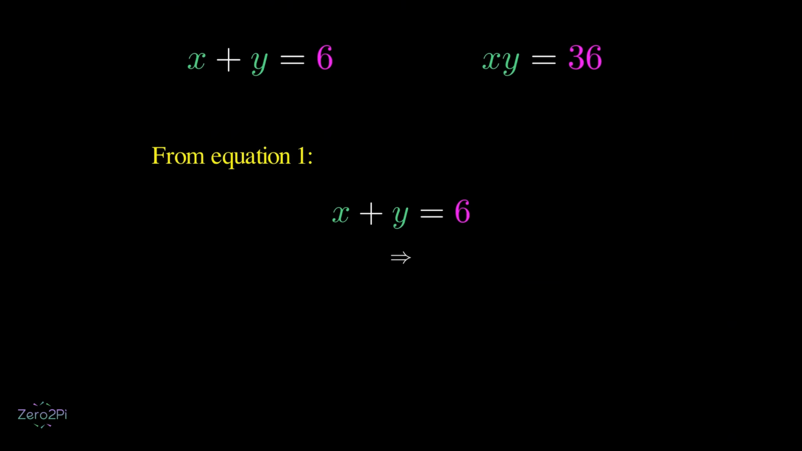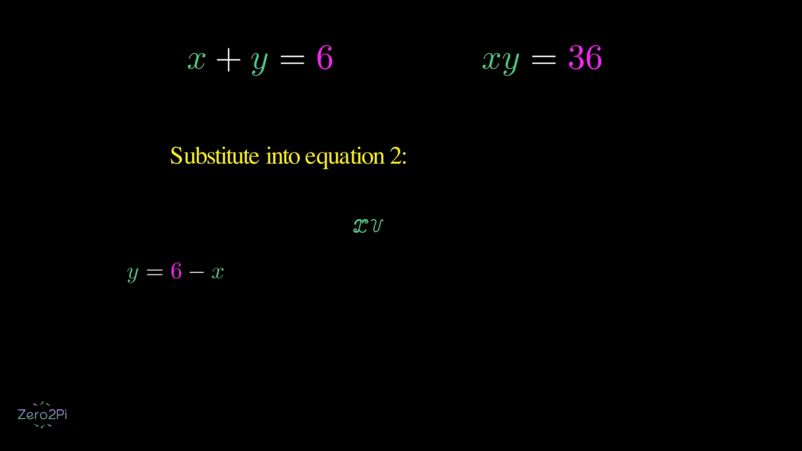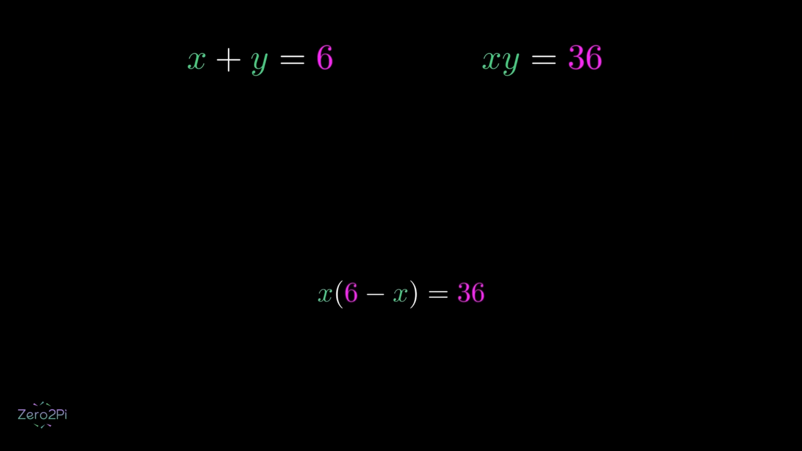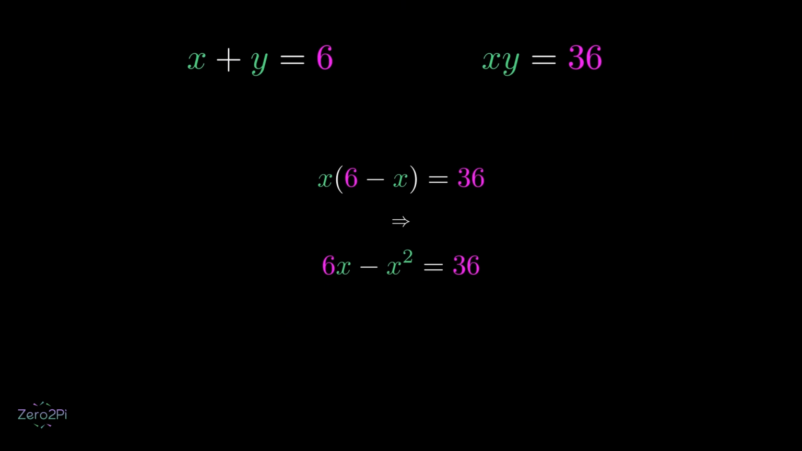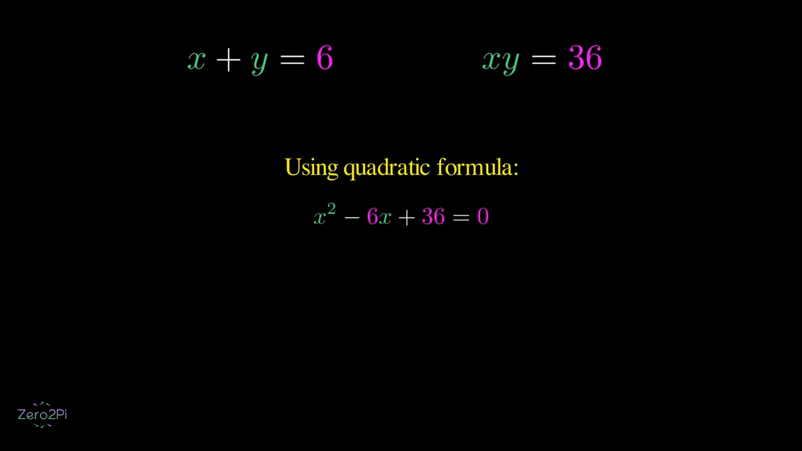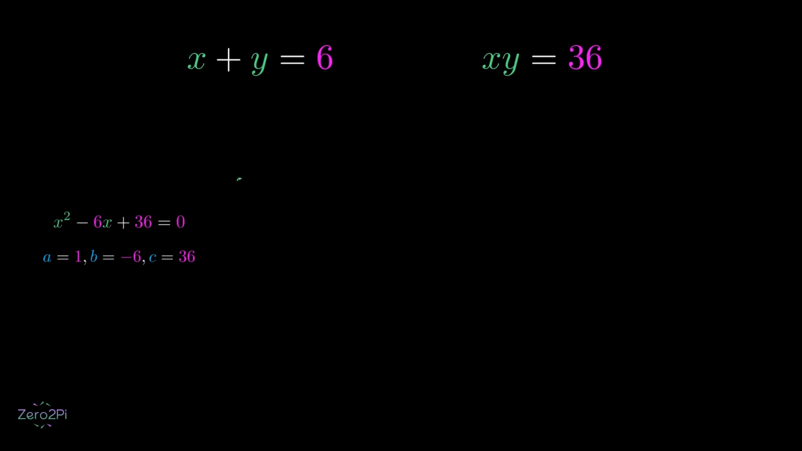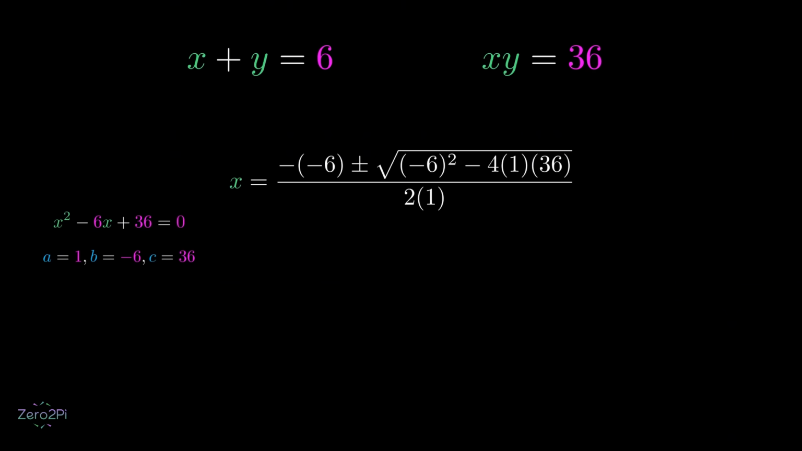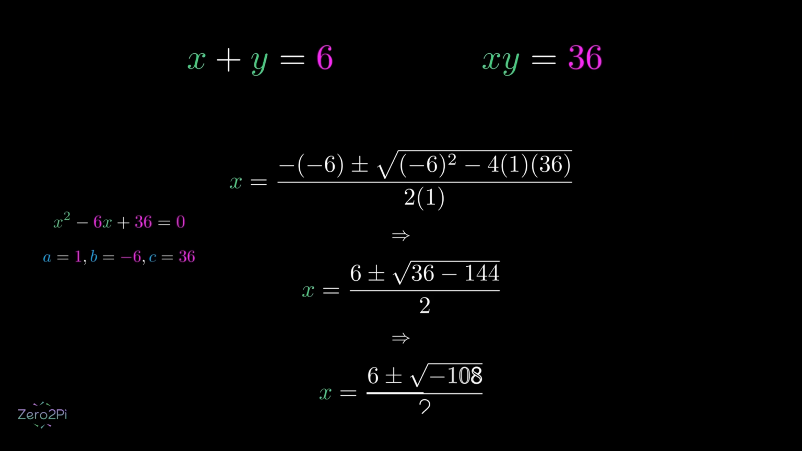From the first equation, I can isolate y. It's just 6 minus x. Now substitute that into the second equation. We get x times 6 minus x equals 36. Expand this out, rearrange everything, and we end up with a quadratic. From here, we know exactly how to solve a quadratic equation. We'll use the quadratic formula. We plug in our coefficients, and now we need to calculate what's under that square root. b squared minus 4ac. That gives us 36 minus 144, which is negative 108.